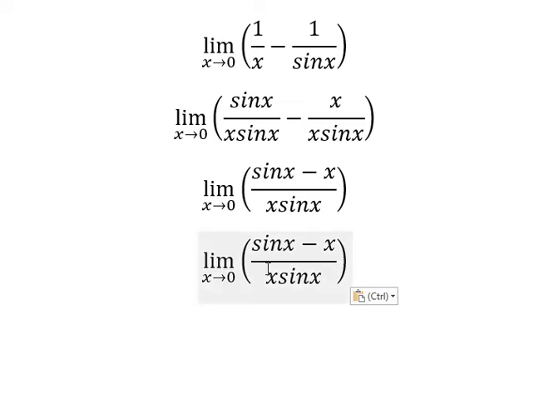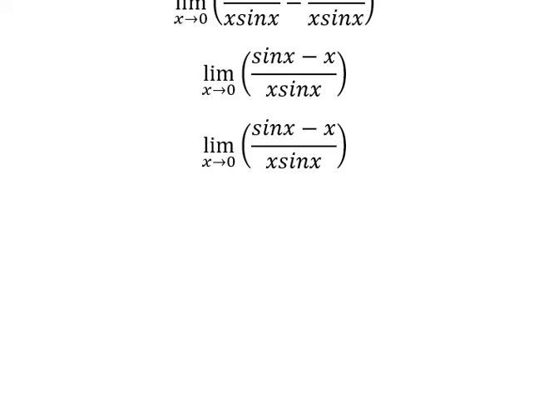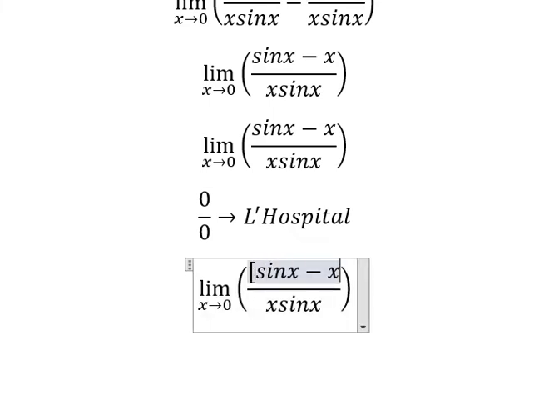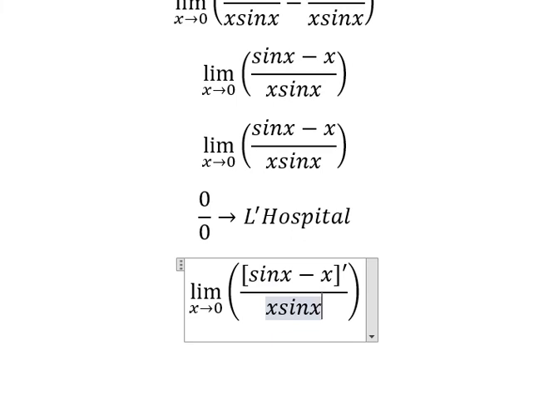Next, if we put the number 0 in here, we will have 0 over 0. So we need to use L'Hôpital's rule. That means we need to take the first derivative of the numerator and denominator.